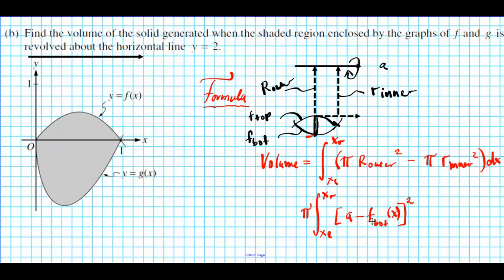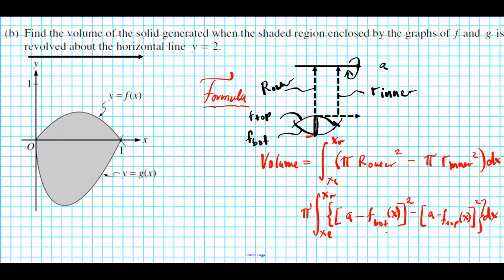Okay, pi times this will give you the area of the bigger disk, pi r squared, area of a circle. And then minus, we're going to have a minus the top function, because that's the one that's closer to the axis of rotation, which makes it the inner radius when subtracted from a. So f top of x squared, and dx. All right, so this is basically how we're going to set up this particular area. It looks this way because a is above the functions.